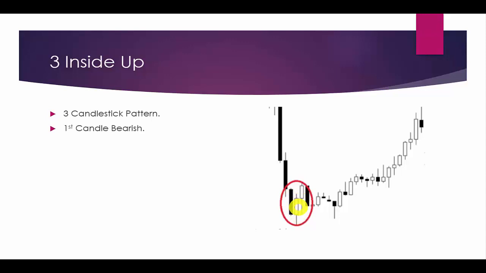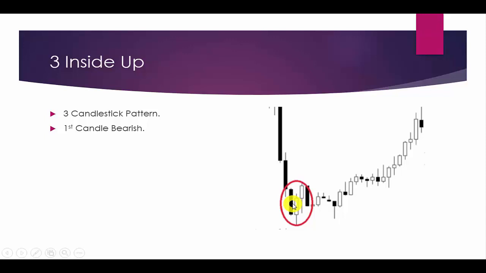Then we will find this type of candlestick pattern after the strong downward trend. So the first candle will be bearish, like that black candle, within the downward trend. Now the second candle will be bullish and it should close above the minimum midpoint of the first bearish candle.